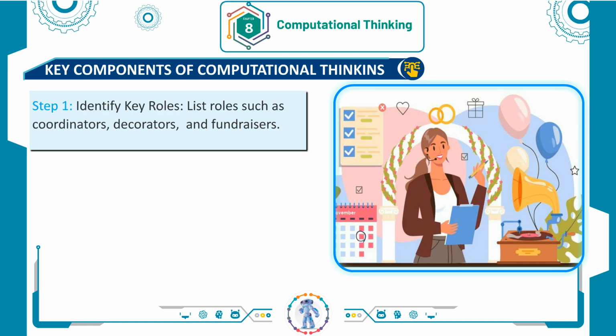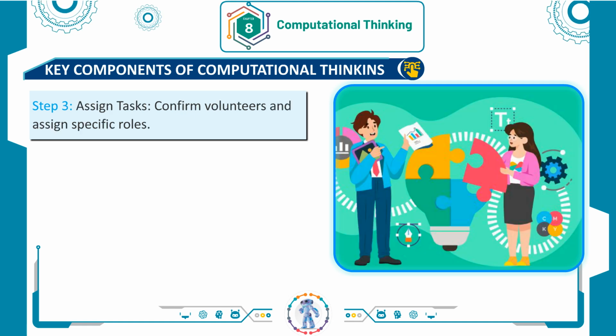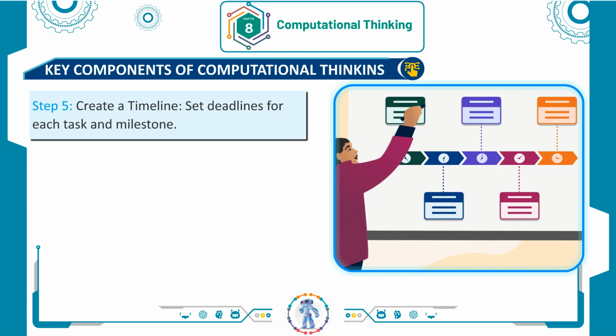Step 1. Identify key roles. List roles such as coordinators, decorators, and fundraisers. Step 2. Reach out to volunteers. Invite volunteers via email or social media. Step 3. Assign tasks. Confirm volunteers and assign specific roles. Step 4. Brief volunteers. Hold a meeting to explain expectations and tasks.